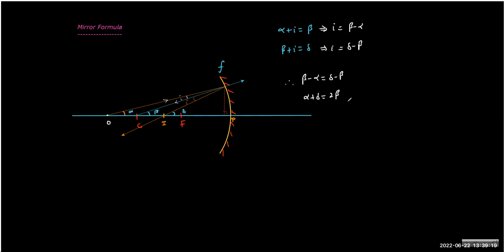And the next step is again interesting because we do it for paraxial rays. So alpha, beta, delta are all very small angles. So we can also write tan alpha plus tan delta is 2 tan beta. You can convert the angle into tan. That's okay. And for paraxial rays, P dash will almost coincide with P. So for paraxial approximation, I should have written this before only.